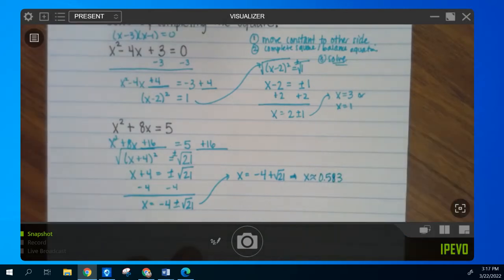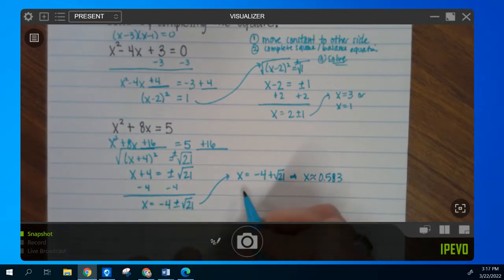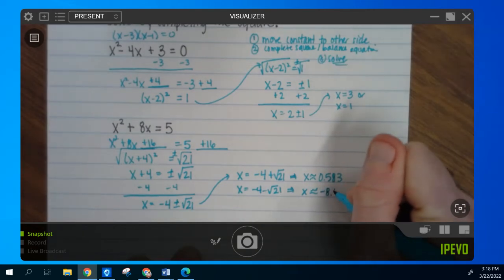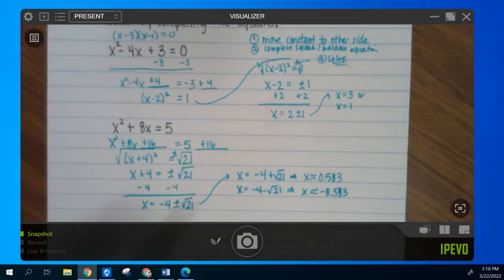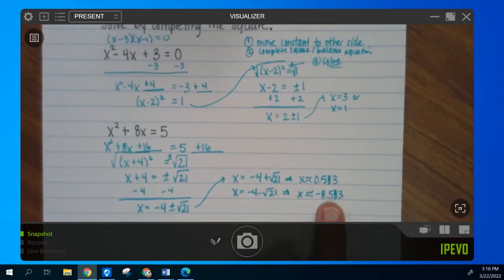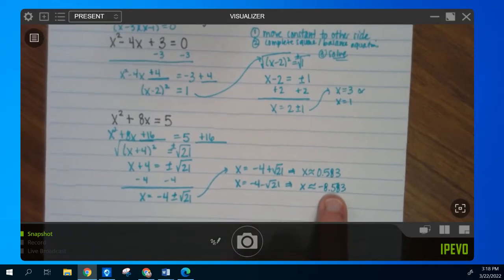And rounding it to the nearest thousandth. And then my other solution would be the negative 4 minus that radical 21. So again, if I wanted to figure that out, I could just type that into my calculator, negative 4 minus radical 21, and I get negative 8.583 that time. These are my exact values when I keep it in the radical format, and these are my approximations when I round them to the nearest, in this case, thousandth.